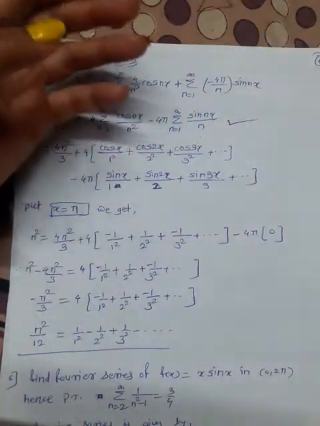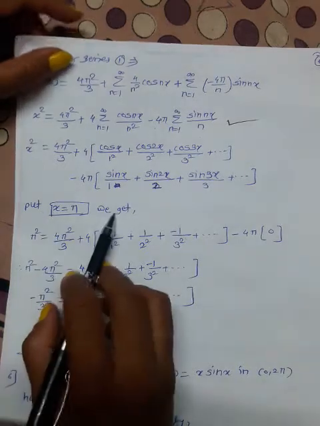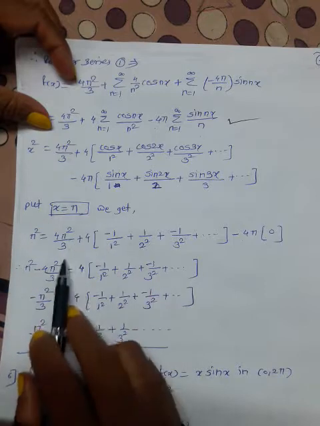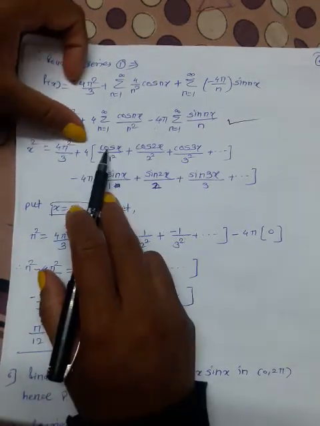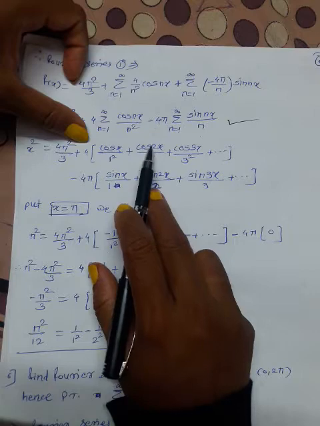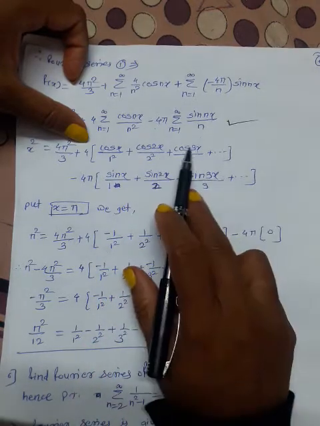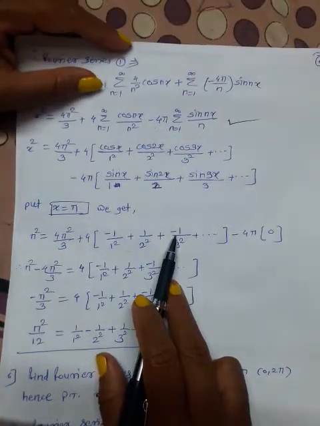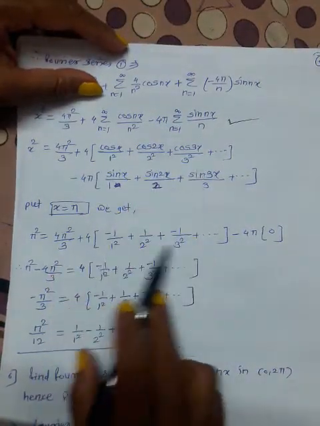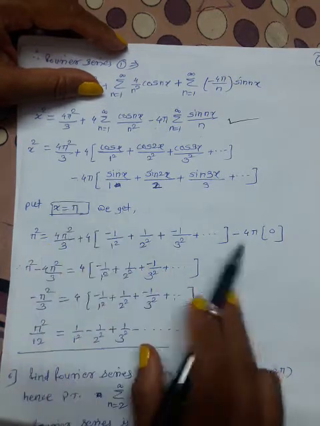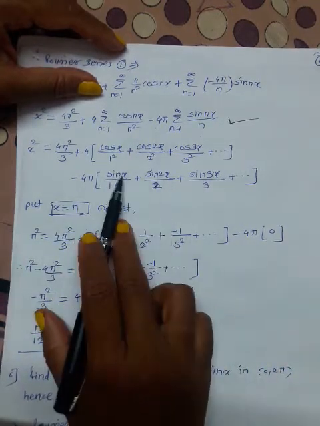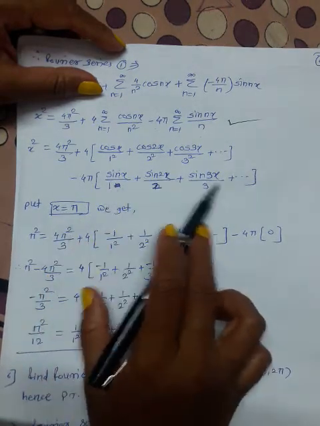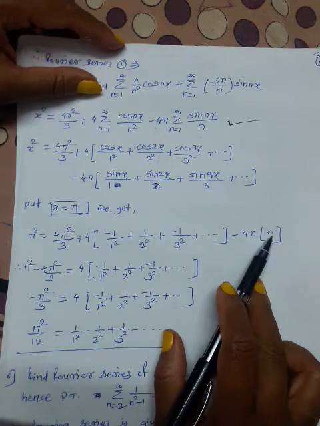Let us see how it works. Put the value of x is equal to pi on both sides of the above series. We get pi square is equal to 4 pi square by 3 as it is plus 4 as it is. We know cos pi is minus 1, cos of 2 pi is plus 1, cos of 3 pi is minus 1. You can calculate on this calculator. Whole divided by 1 square, 2 square, 3 square as it is plus and so on. Minus 4 pi, and we know sin 0, sin pi, sin 2 pi, sin 3 pi, by putting x is equal to pi, everything becomes 0.